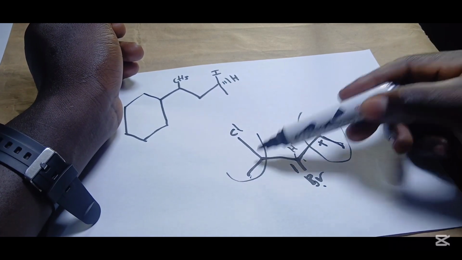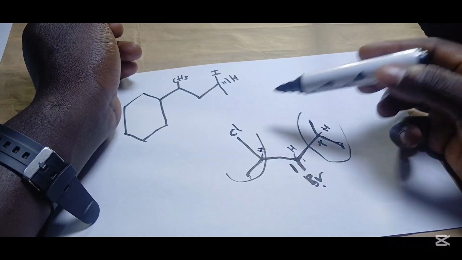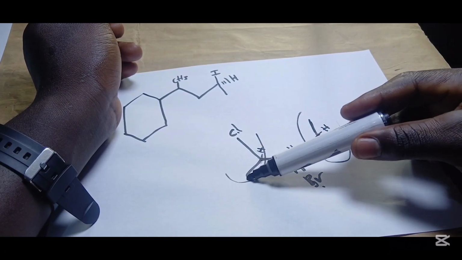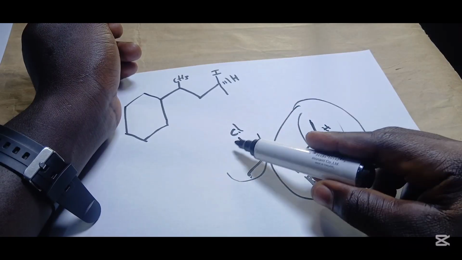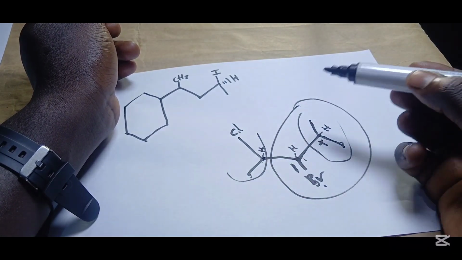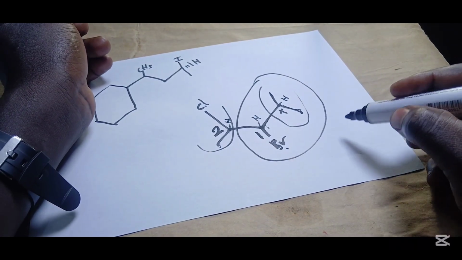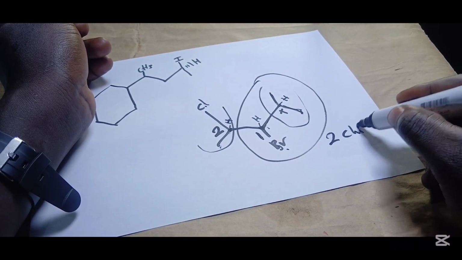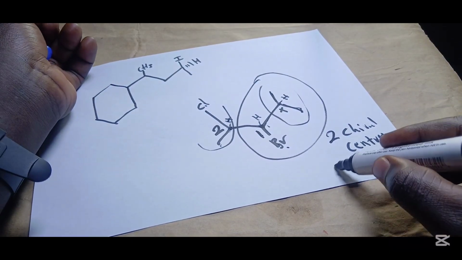What about this carbon atom here? Is it chiral or achiral? Well, we have a hidden hydrogen here. We have a chlorine, we have a methyl group, and we have this substituent here, which is different from those substituents, making this carbon atom a chiral center. So chiral center number 2. So in all, this molecule has 2 chiral centers, and the molecule is chiral.